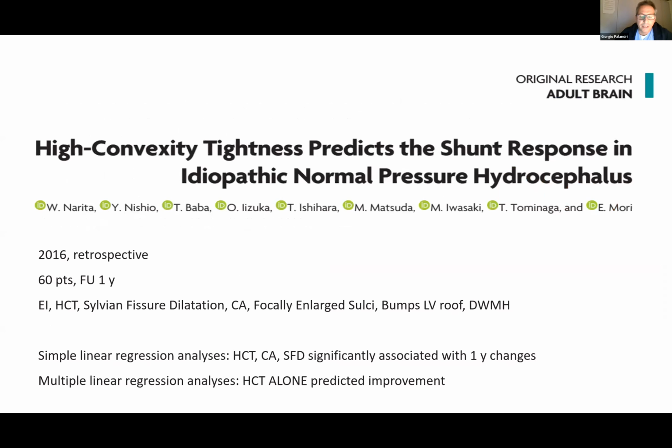This finding was later confirmed by Narita. They enrolled 60 patients. The follow-up was 1 year. They took into account several parameters: the Evans index, the high convexity tightness, Sylvian fissure dilatation, the callosal angle, focally enlarged sulci, bumps on the lateral ventricle roof, and deep white matter hyperintensities. And at multiple linear regression analysis, high convexity tightness alone was able to predict clinical improvement.